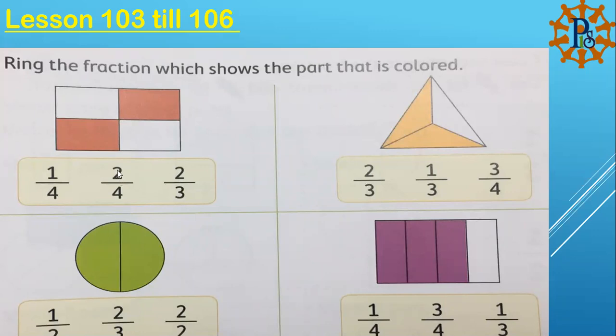But to choose two fourths or two thirds, I must count all of the parts. Here I have one, two, three, four. So it means two, because here we have two parts colored, two fourths. Two fourths, because I have two parts colored out of four. Two colored out of four.